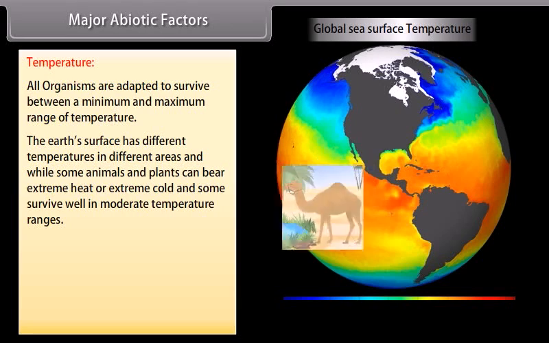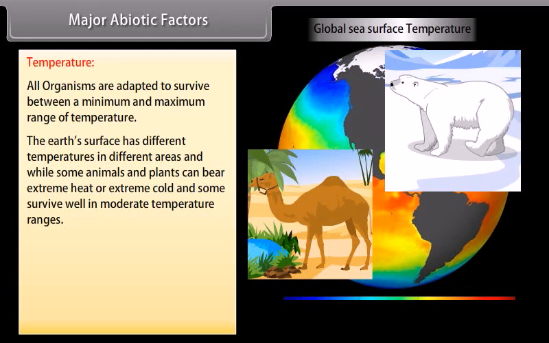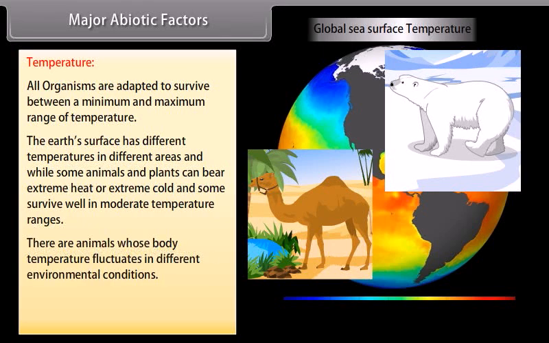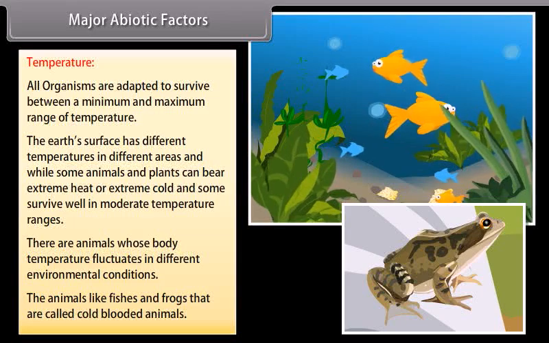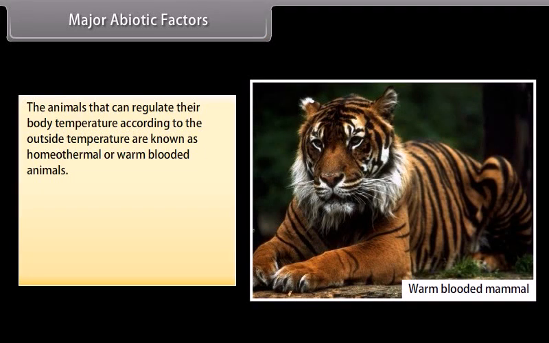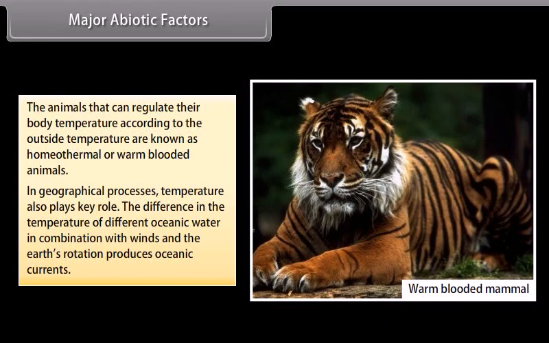While some animals and plants can bear extreme heat or extreme cold, some survive well in moderate temperature ranges. There are animals whose body temperature fluctuates in different environmental conditions, like fishes and frogs, which are cold-blooded animals. The animals that can regulate their body temperature according to the outside temperature are known as homeothermal or warm-blooded animals. In geographical processes, temperature also plays a key role. The difference in the temperature of different oceanic water in combination with winds and the Earth's rotation produces oceanic currents.